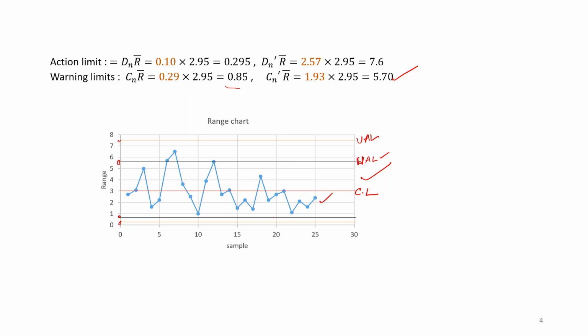And now we can see how the data points are varying. We can see that the data points are mostly lying within the action limits. None of them is going outside the action limits. So though they are fluctuating, they are still within the control range. Therefore, we can say the range values are within our control.